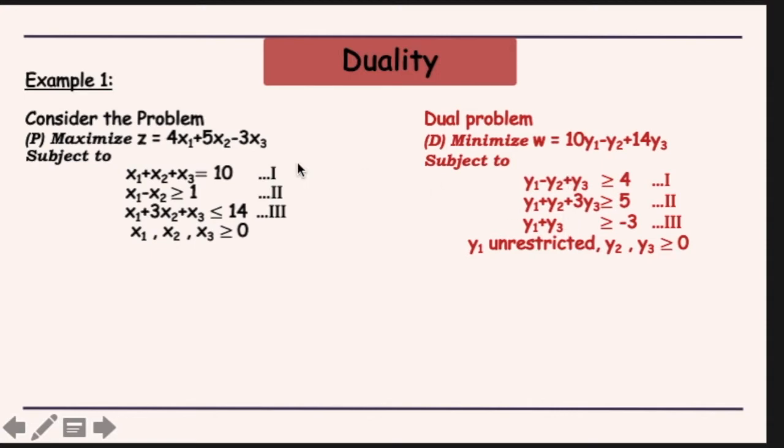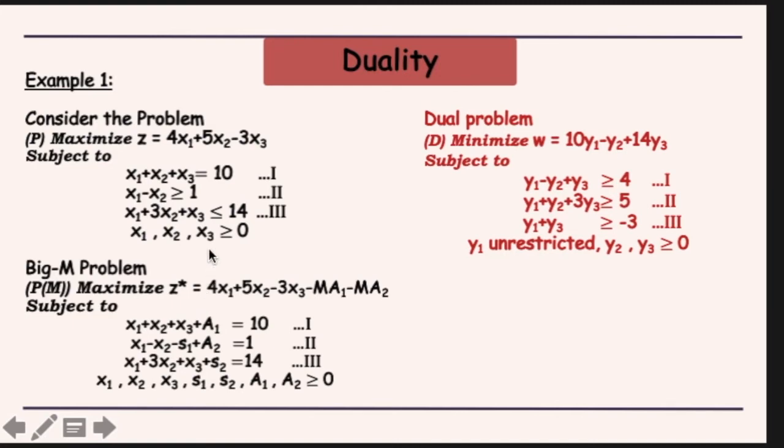Now here you can see that the first constraint in the primal problem is an equality, and therefore the first variable corresponding to that in the dual is an unrestricted variable. The other two variables are non-negative, and we can form the constraints for the dual using the constraints of the primal problem. Now let us proceed with the big M problem.